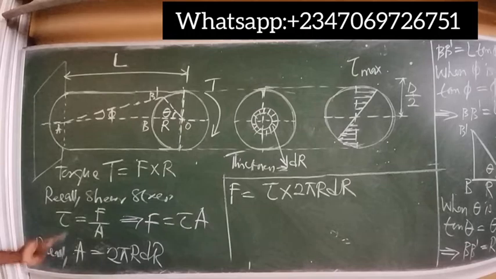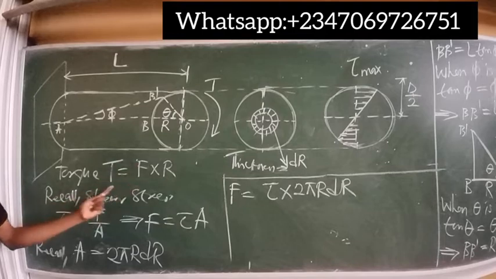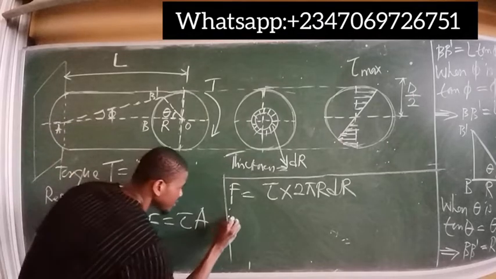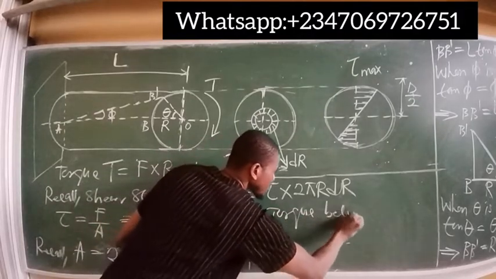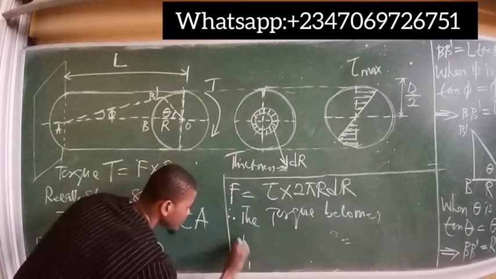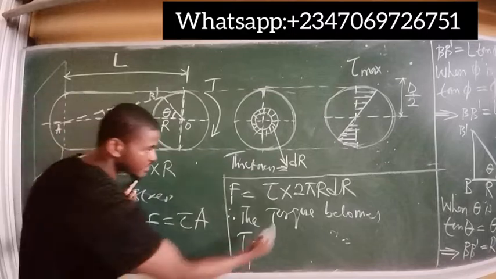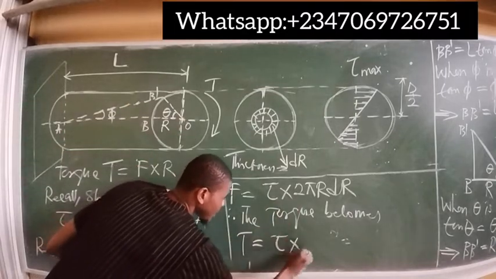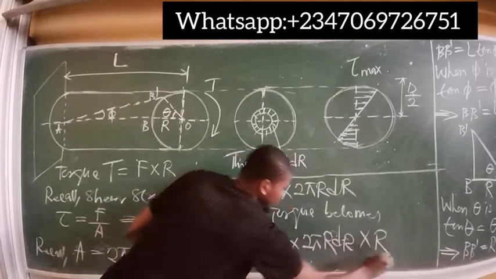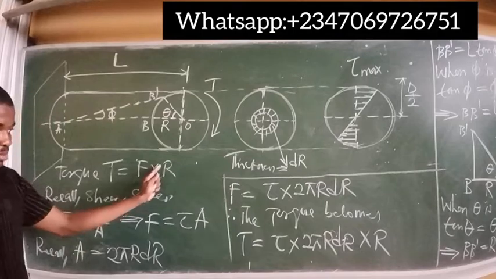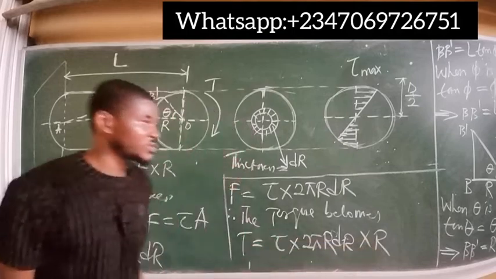So if we know this, we can now find the value of torque. Remember, torque is simply force times radius. So we've obtained this force now. Therefore, the torque T is actually what? We said torque is force times radius, and we know the force. Force is simply this shear stress times 2 pi r dr, times what? Radius. Force times radius. So we simply multiply that.